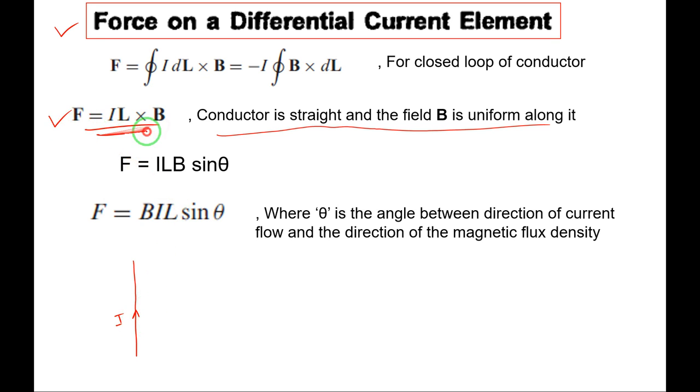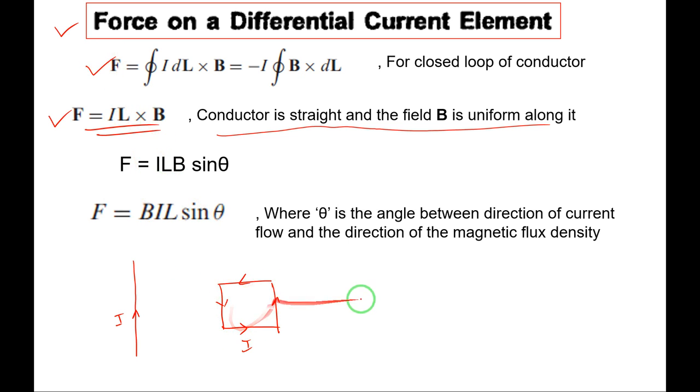This is the formula. Then next, if I have the closed conductor, let me take a square, for example, right? Let me assume that current I is flowing in this direction, right? Then if this current carrying conductor or loop is placed in the magnetic field, what is the force experienced? It is given by this formula.